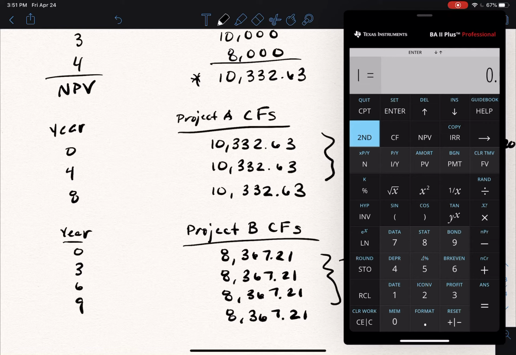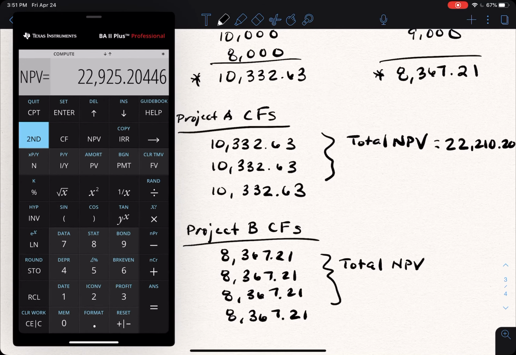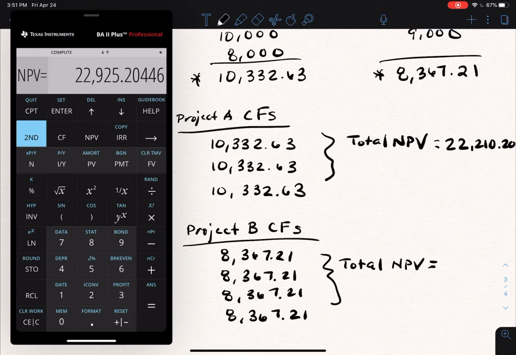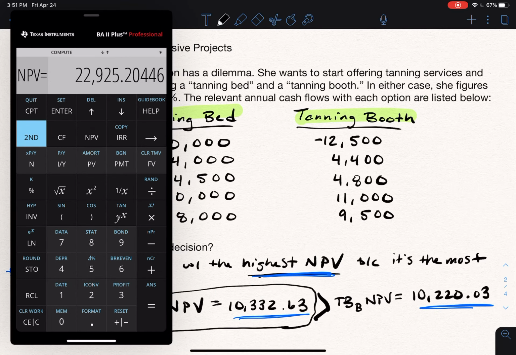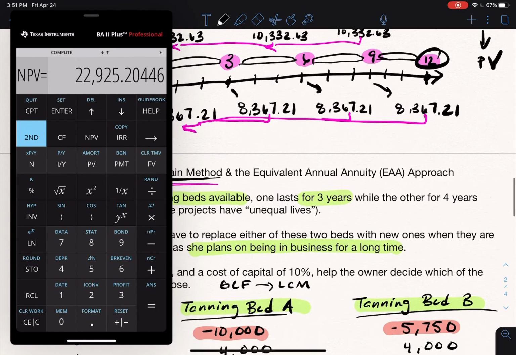All right, net present value, discount rate is 10. Compute, and we get 22,000. Let me move this over. So we get $22,925.20. Whoops. I hit that little button there. Sorry, guys.